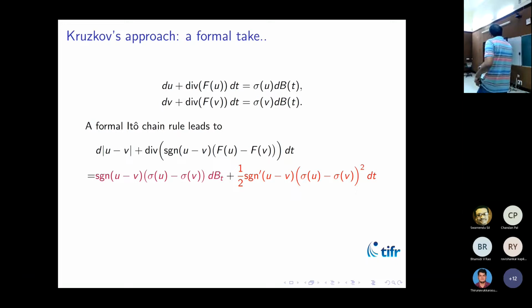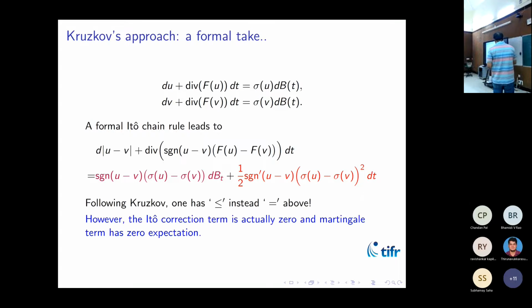But then this part should involve the second order derivative. Now, if you look at this absolute value function of u minus v, what is the second order derivative? It is going to be the derivative of the sign, which is a Dirac delta. It is no longer a function anymore. And then you have this other thing, the Ito correction term. So first of all, you cannot really apply the Ito formula. Your equation does not have the smoothness needed to apply this chain rule as is. And this is where the Kruzhkov formulation comes in.